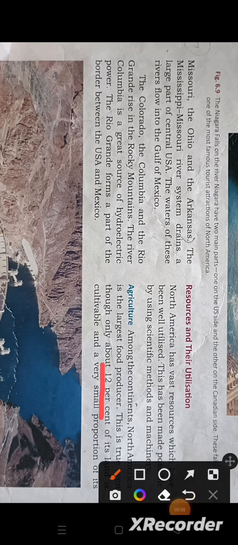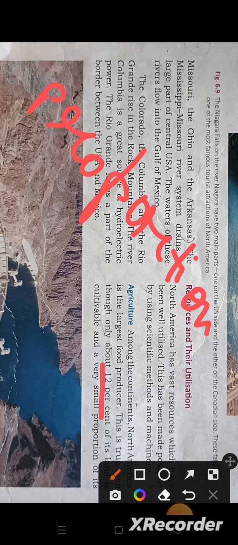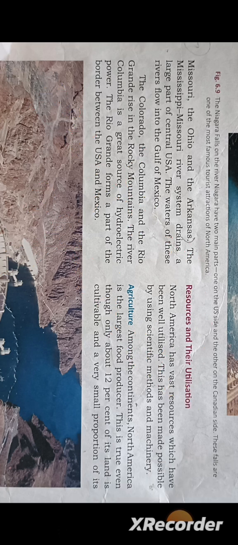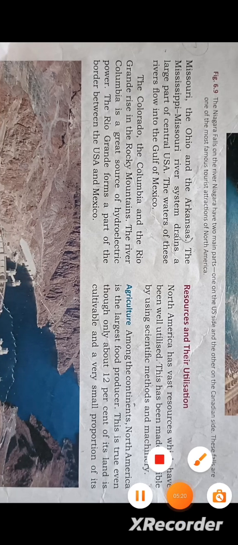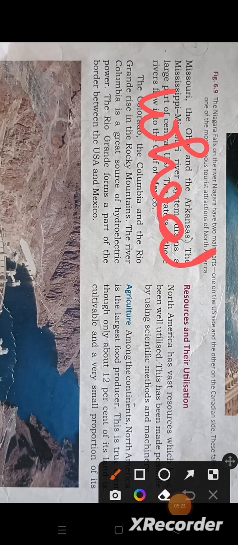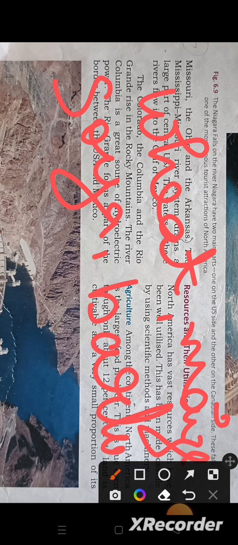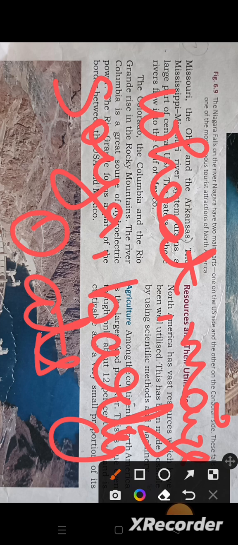And a very small proportion of people is engaged in agriculture. Okay, so here food crops: what are the main important food crops of North America? So they are wheat, you can write down wheat, maize, soya, barley, oats. So these are the important food crops of North America.